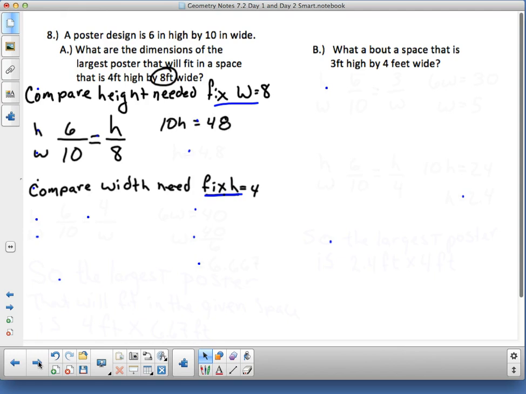Now, in solving for h, I find out it's 4.8. Okay, now remember, it was on the feet side. So this is 4.8 feet. I need 4.8 feet of height.